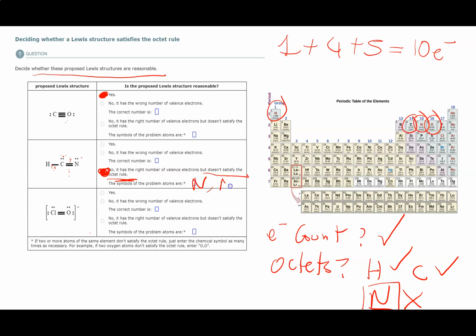If that's the case, you're going to put both of the occurrences in, separated by commas. And it gives you a little hint about that at the bottom there. All right, let's move on to the last one. Now, the last one is a polyatomic anion.